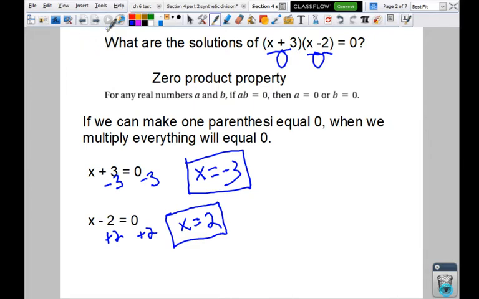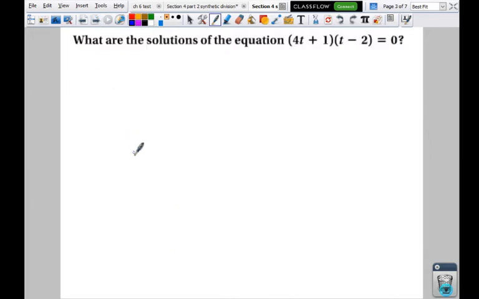What if it's not x? What if it's a t? It doesn't matter, it's the same thing. I usually use x, but it's just a variable. Would it be negative 1 and positive 2? Close. Let's look at these.